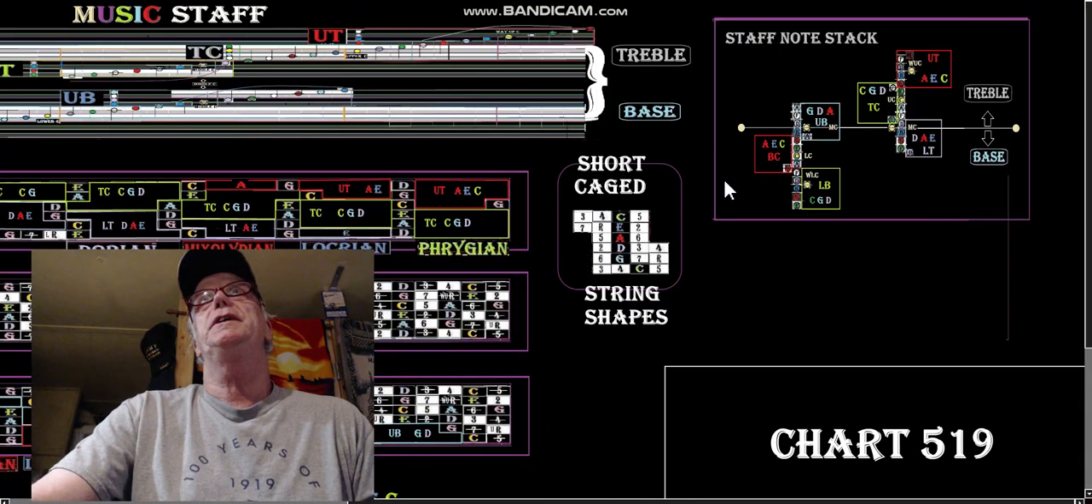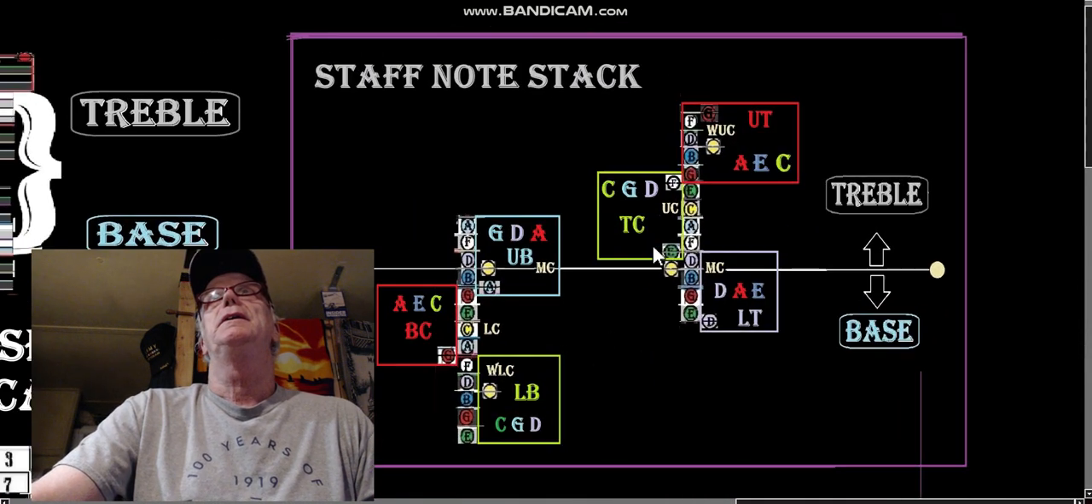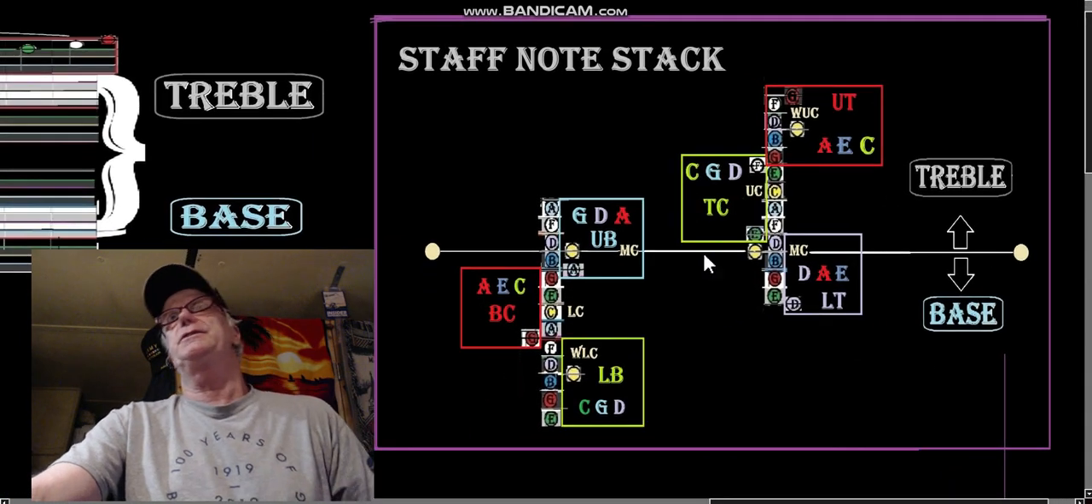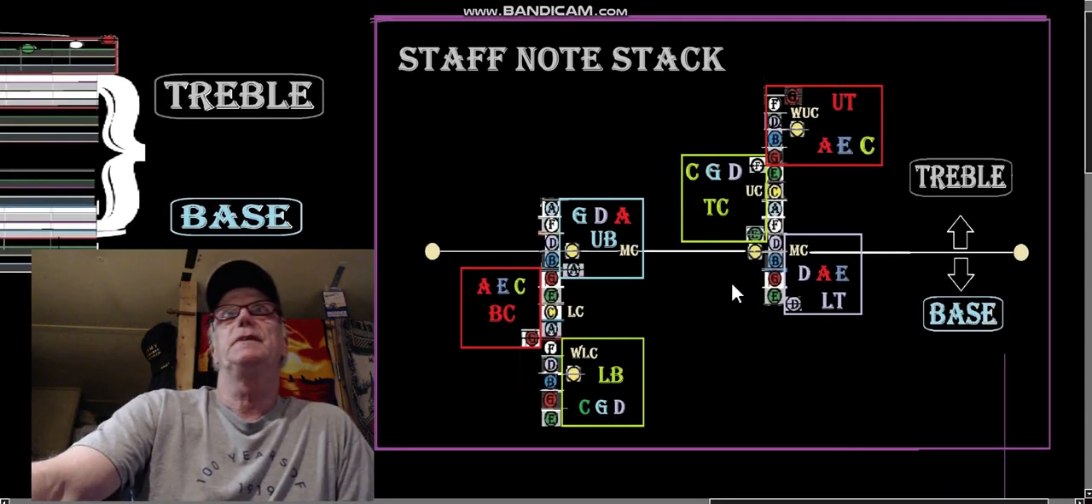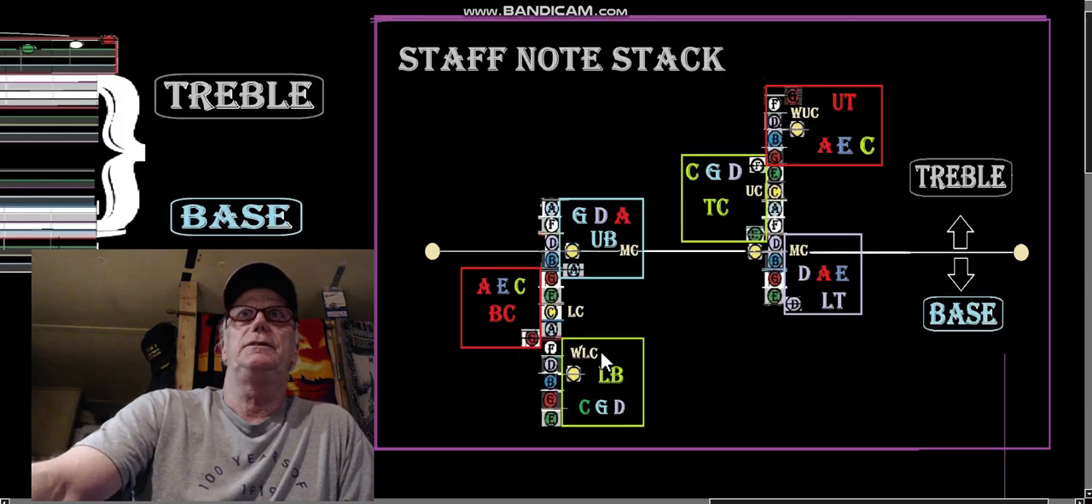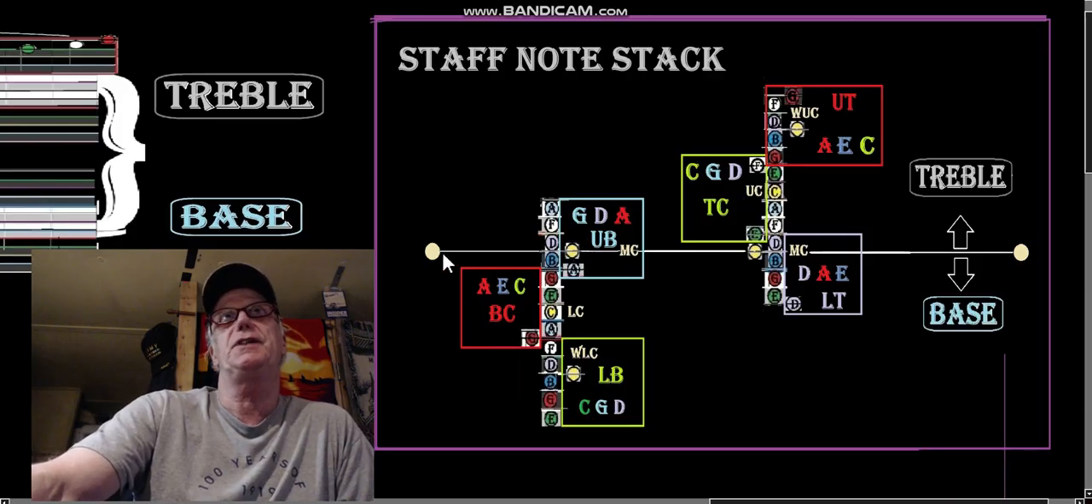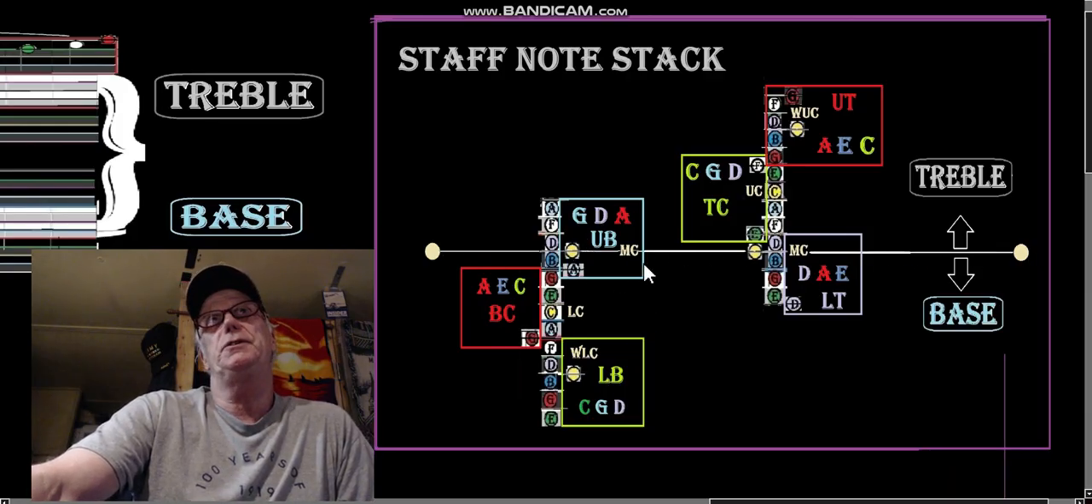Let me get over here. We have short cage string shapes. And see, it's starting to look like an integrated circuit or something, but it's not. These are not digital gates. This is not an electrical line. This is a music line. This is middle C.